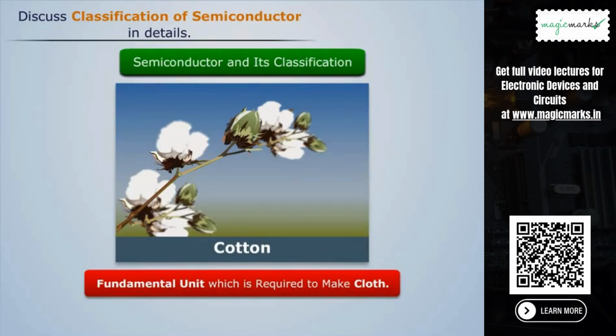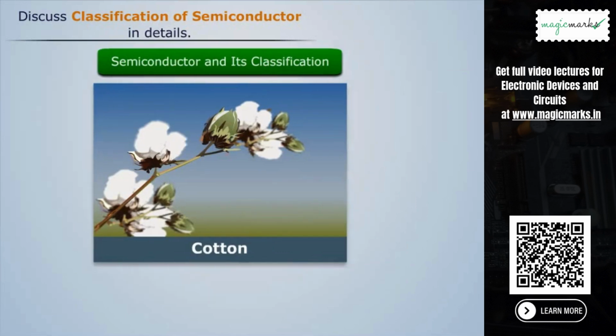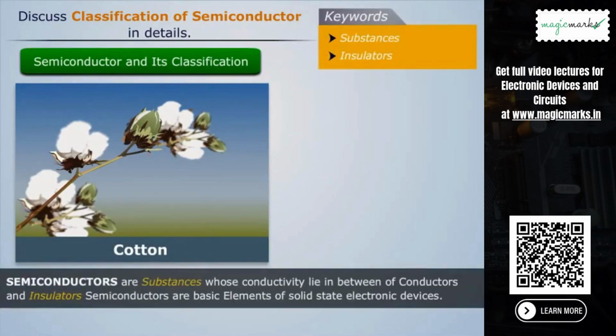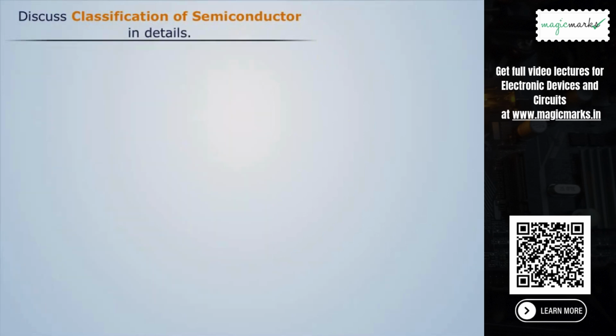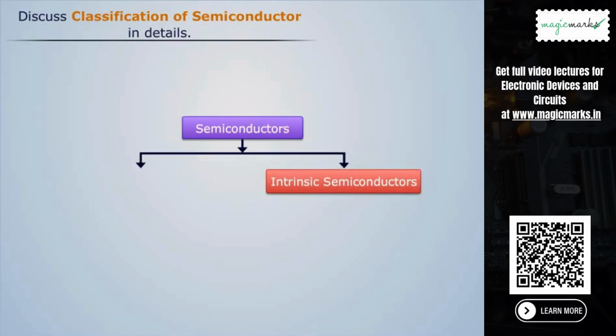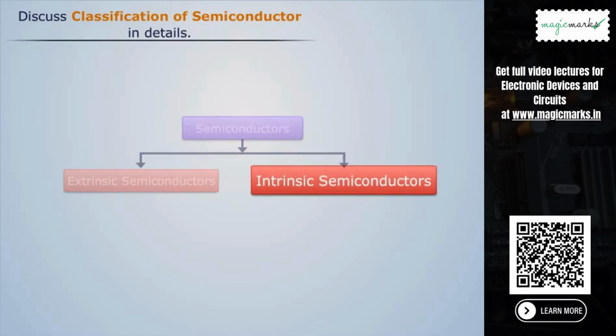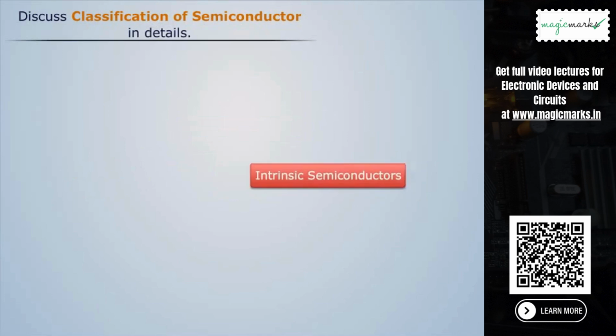Same is the semiconductor. Semiconductors are substances whose conductivity lies in between conductors and insulators. Semiconductors are basic elements of solid-state electronic devices. We know that semiconductors are classified as intrinsic semiconductors and extrinsic semiconductors. Now we will study about intrinsic semiconductor.